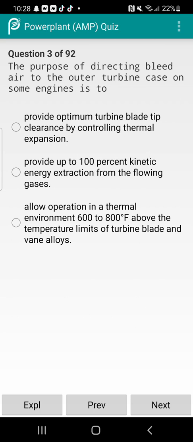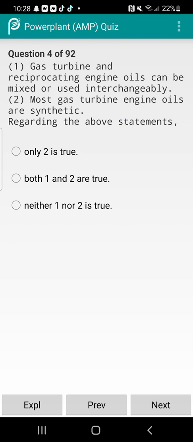The purpose of direct bleed air to the outer turbine case on some engines is to provide optimal turbine blade tip clearance by controlling thermal expansion.